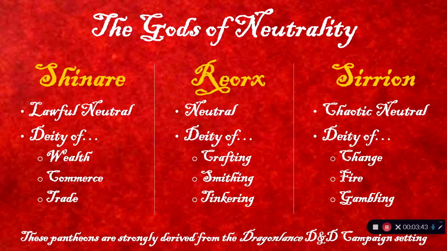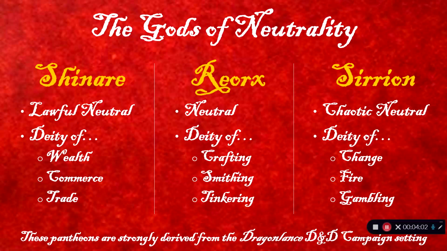Then there are the gods of neutrality. And so neither good nor evil, somewhere in between. There is lawful neutral first, and that is Shinare, deity of wealth, commerce, and trade. To do commerce and trade, you need laws by it. Good or evil, too many times, and you'll get the evil corporation ideas.